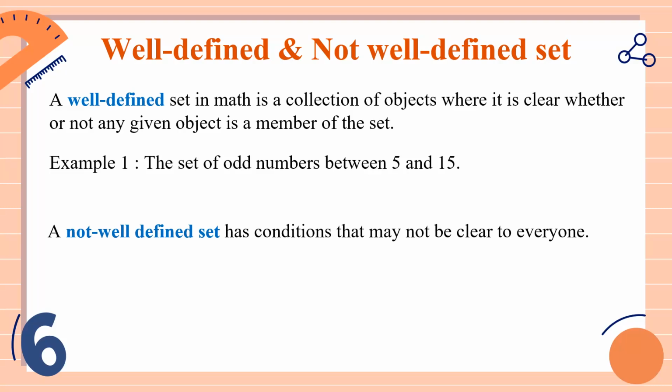So 7, 9, 11, 13, those are the elements of the set of odd numbers between 5 and 15. Another example, class, the set of months in a year. Of course, we know what those months in a year are. So we have January, February, March, April, May, June, July, August, September, October, November, and then December.